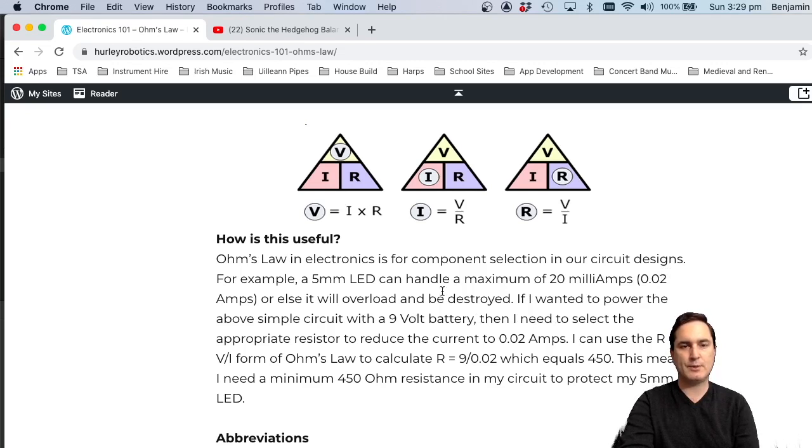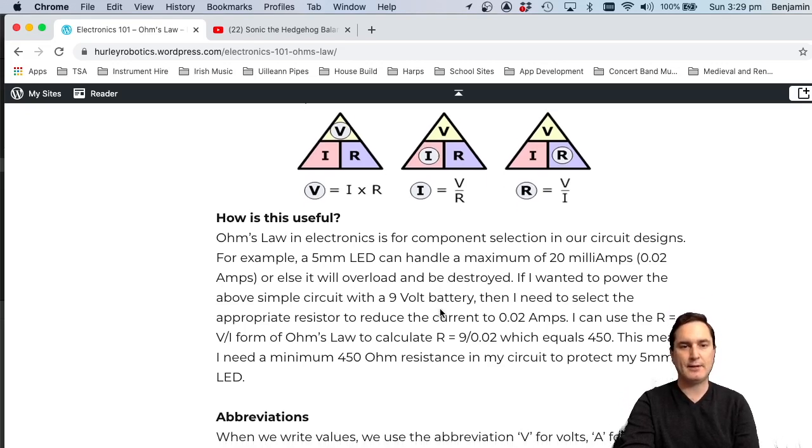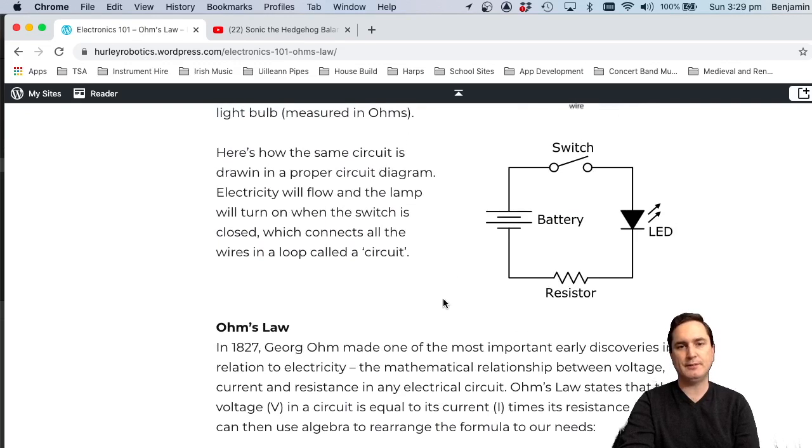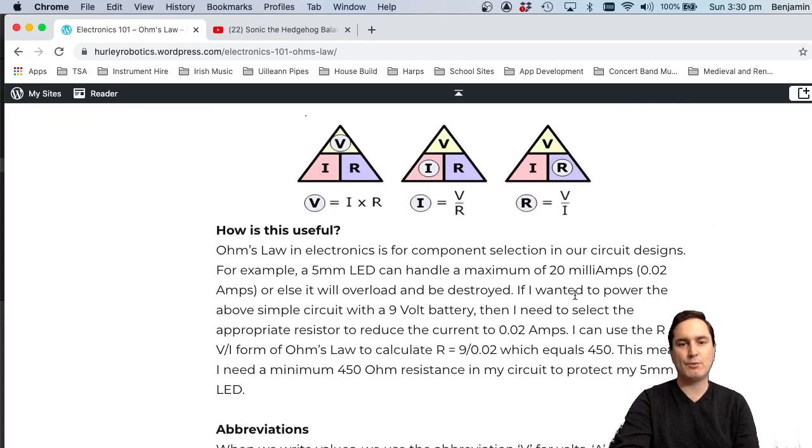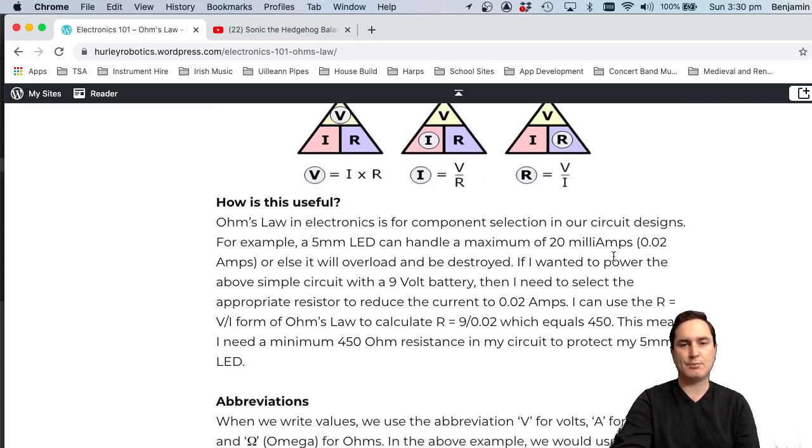Alrighty, so we want to keep the current at a maximum of 20 milliamps, otherwise we'll destroy our LED. If we wanted to create this circuit in real life, which we'll do in a couple lessons time, we want to select a battery and select a resistor so that we don't blow up our LED. Let's say I've got a 9-volt battery, and we know that the current has to be no more than 20 milliamps or 0.02 amps.